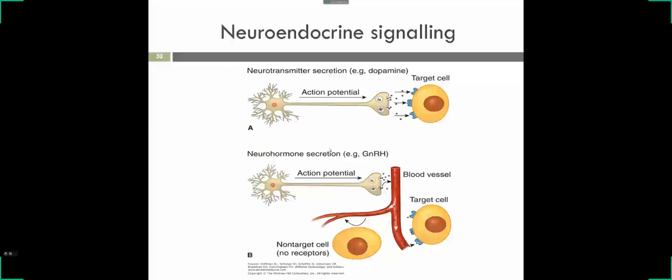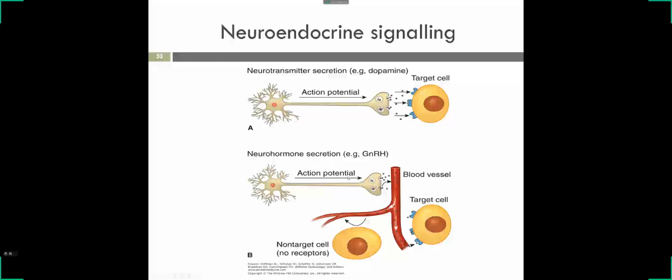Now, one of the major differences between neuroendocrine signaling versus neural cell signaling is the speed. Okay, so timing and duration is a very important part that separates the neural system from the endocrine system. So for neurotransmitter secretion, say dopamine, you've got this action potential that I mentioned to you, and then the small molecule dopamine is released onto a target cell.